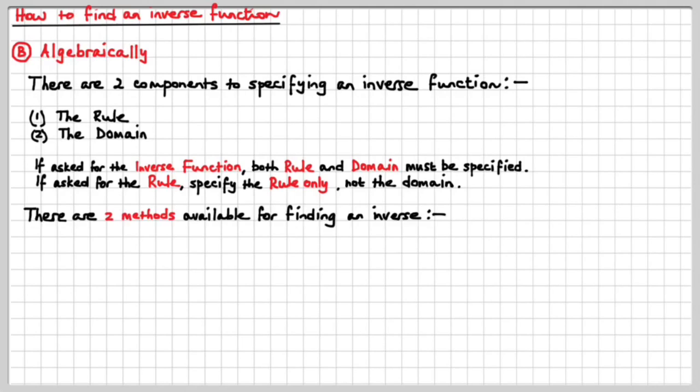And the reason for that is basically if you give them the domain and you get it wrong, then they will take marks off you anyway. Okay, so you never give them any more than they ask for. That's the golden rule of maths. Okay, as I said, there are two methods available for finding the inverse.